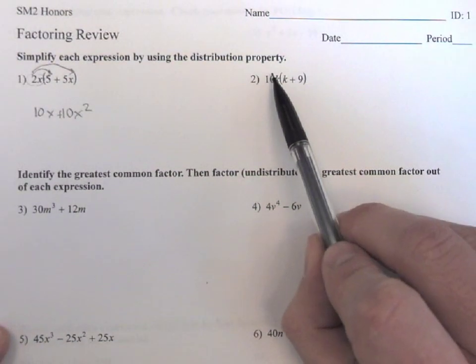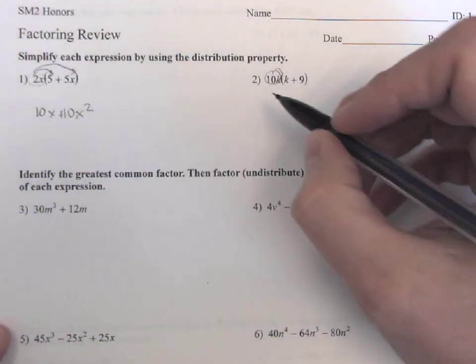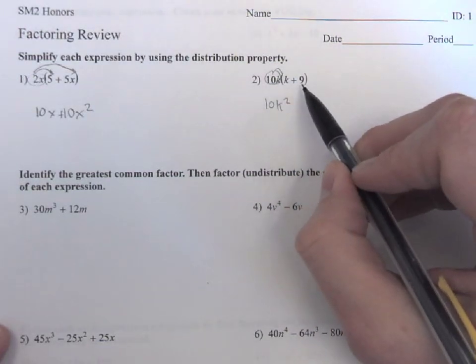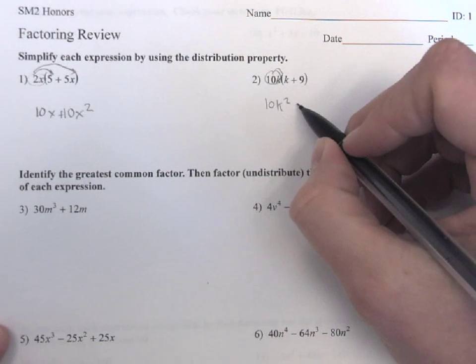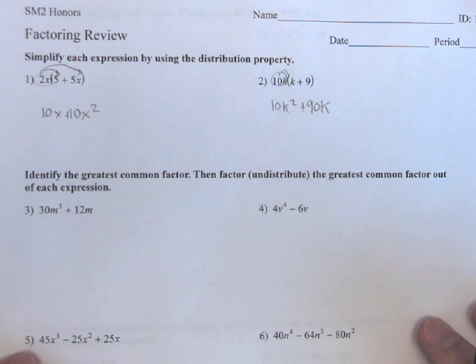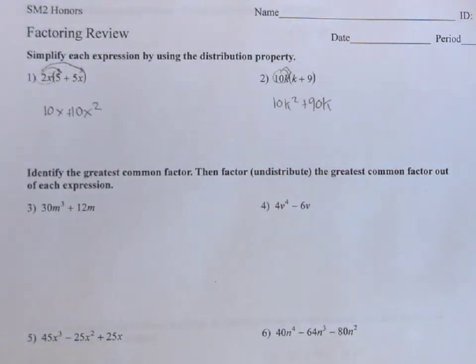Okay, so same thing here, right? If we have 10k and we multiply that by k, we're going to get 10k squared, and then 10k times positive 9, so this is a plus 9, 10k times 9 is going to give us a 90k. Okay. Now, if we take a second, this is the answer here, and this is the answer here. So we're done. We've done what we set out to do. We've simplified the expression. We distributed.